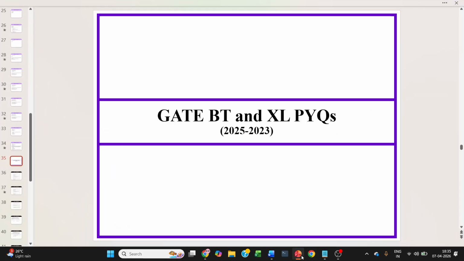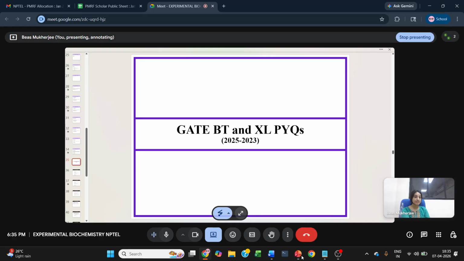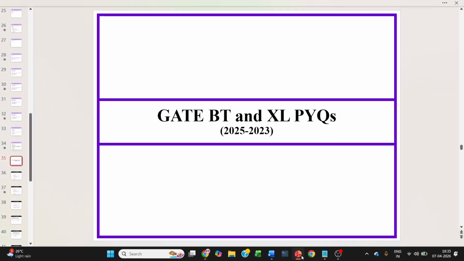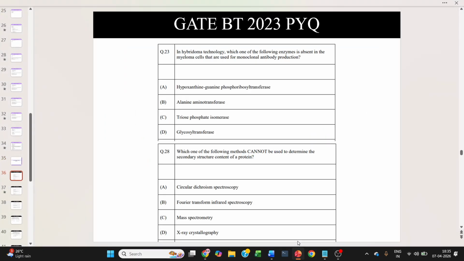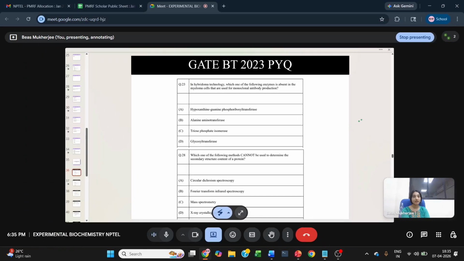Now we have GATE BT and GATE XL PYQs. We will go through them quickly. So this is a question from GATE BT 2023. In hybridoma technology, which one of the following enzymes is absent in the myeloma cells that are used for monoclonal antibody preparation?